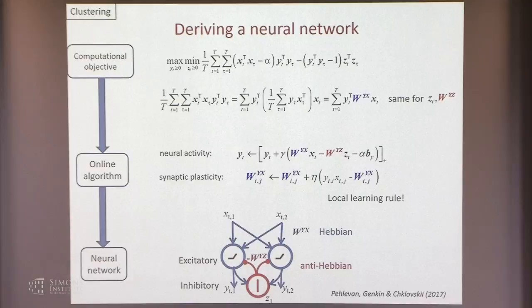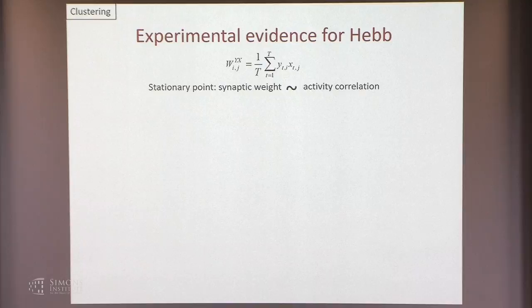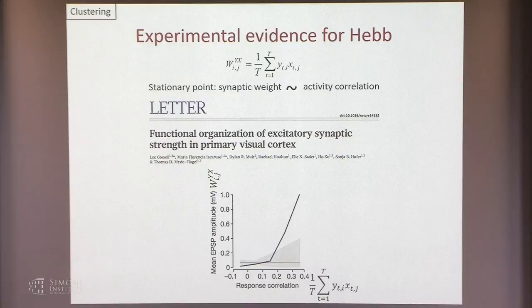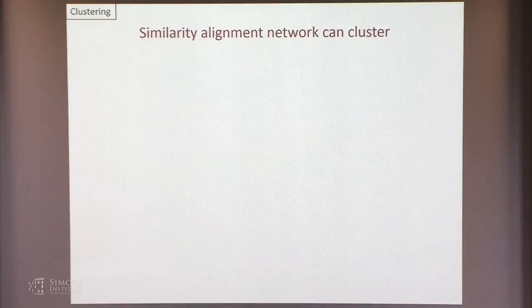Now, for this audience, I probably don't have to defend Hebbian synapses. But let me just show you one paper that very clearly demonstrates this is the case. This is the correlation between the activity of two neurons in the cortex, and this is the synaptic weight between them. So that's of course as expected.